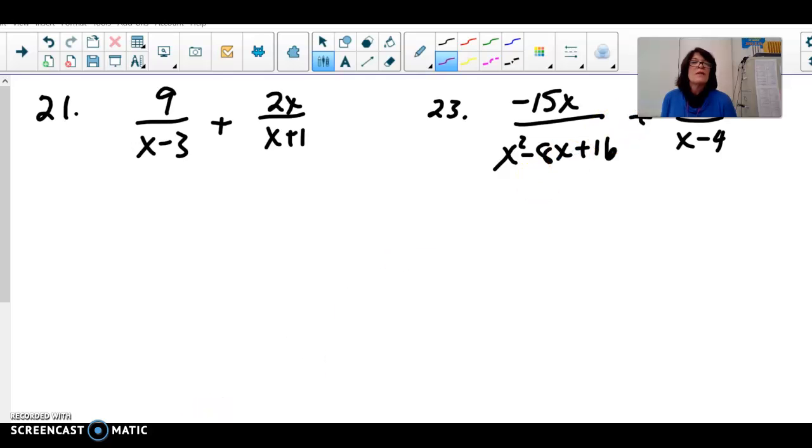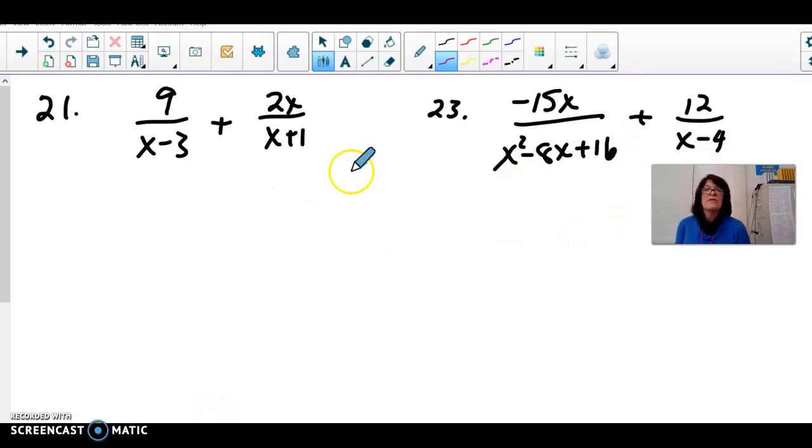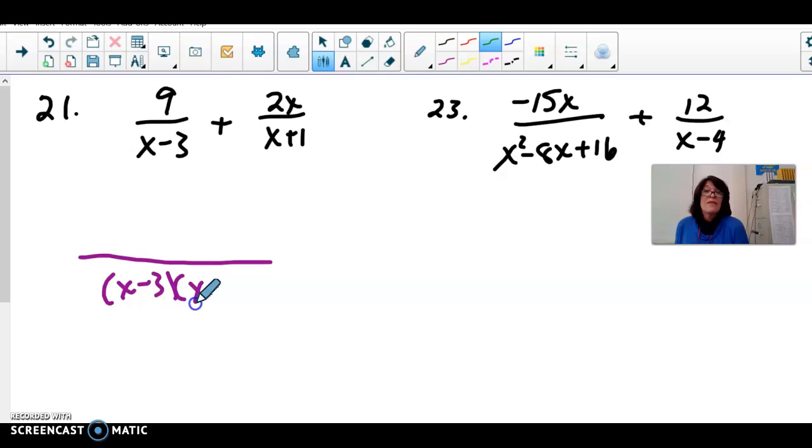Otherwise, we will go on to 21 and 23. Now I'm noticing these are two completely different denominators. So my common denominator is just going to have to be multiplying those two together. This is my new denominator. So I'm looking at my old denominator and it's missing an x plus 1. So I'm going to multiply top and bottom by x plus 1. And then that gives me this denominator.